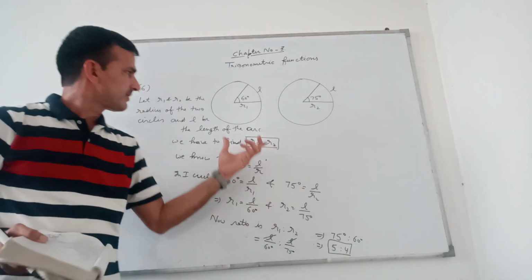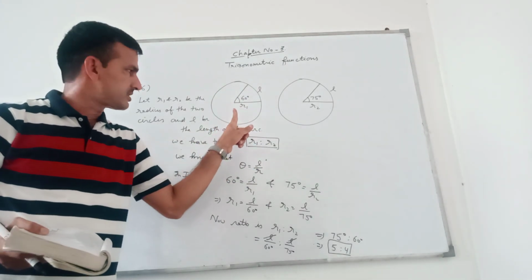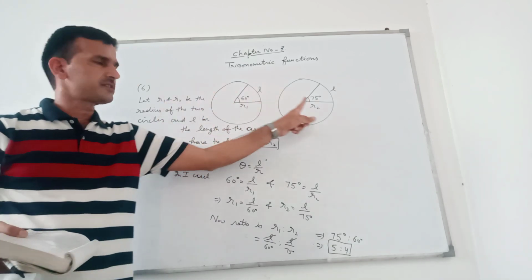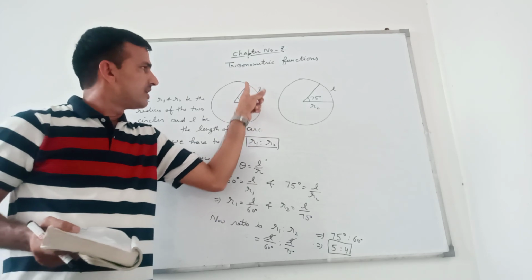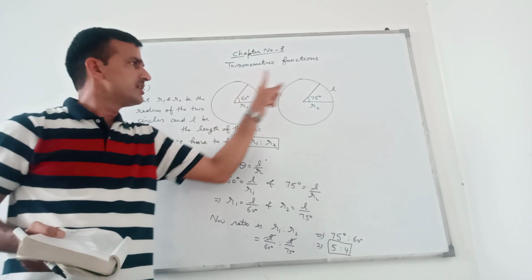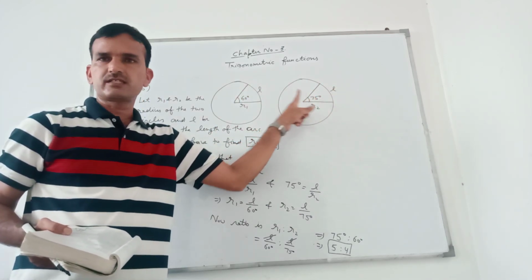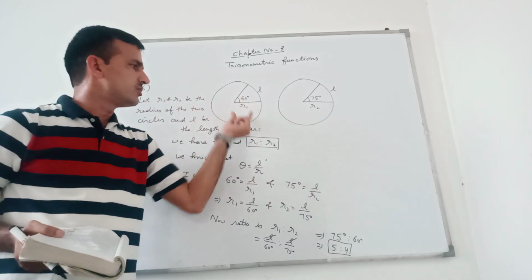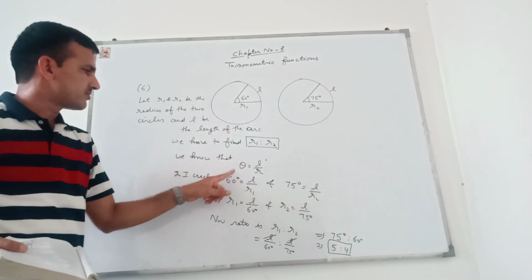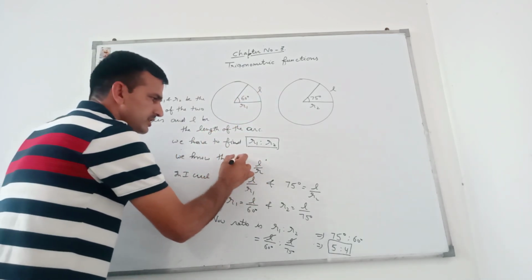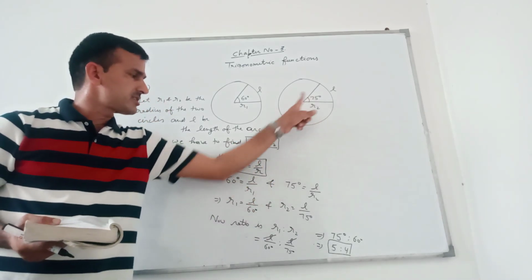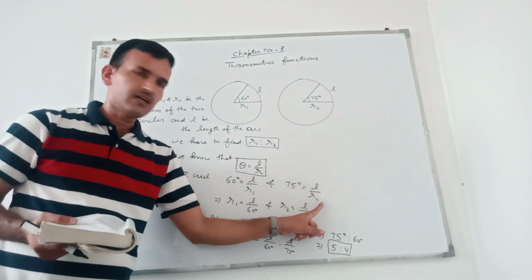Now I repeat again. There are two circles, circle first, circle second. Let the radius of the first circle be R1 and the radius of the second circle be R2, and the length of arc is the same in both circles. This arc subtends angle 60 degree and this arc subtends 75 degree at the center. We have to find the ratio R1 ratio R2. In first circle, theta is equal to L by r. This is the formula. Now theta is 60 degree, L by R1. In this circle, theta is 75 degree, L by R2.